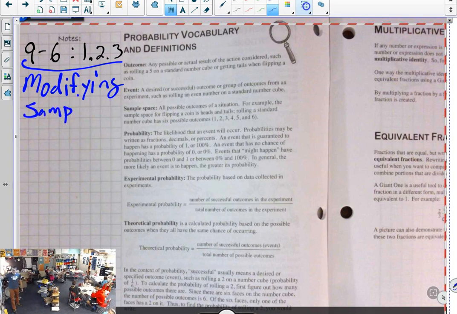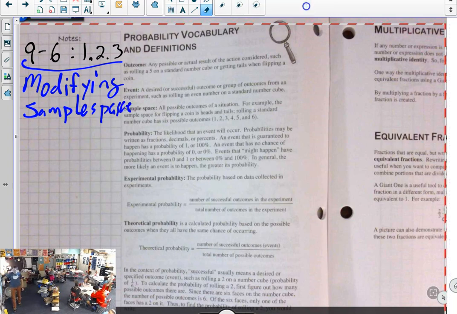Now, you may not know what sample space is right now. I was going to try to fit it in, and I realized that's a bad idea. Check it out. The definition to sample space is right here. So instead of wasting your time writing it down, we have it right here.